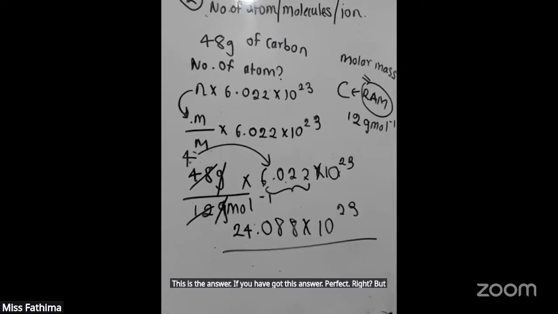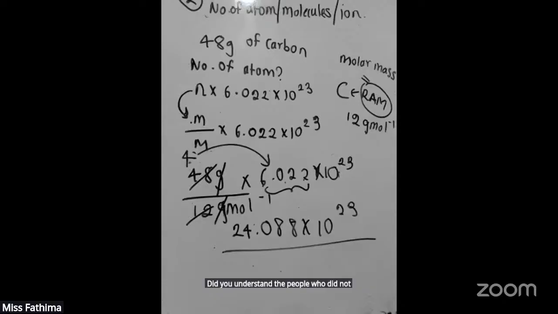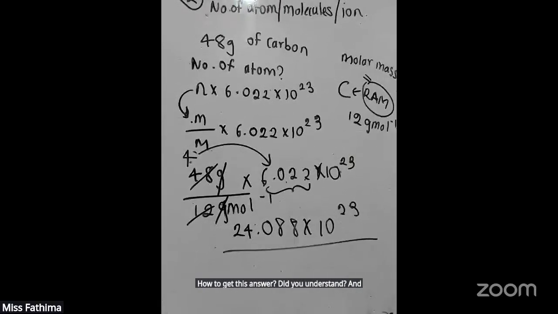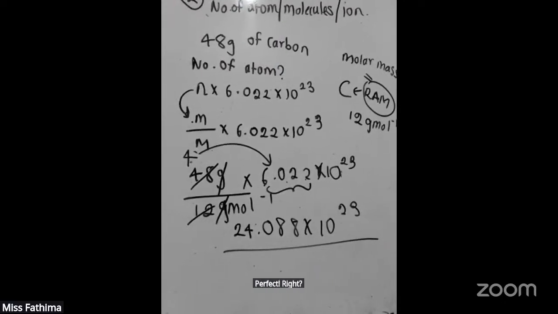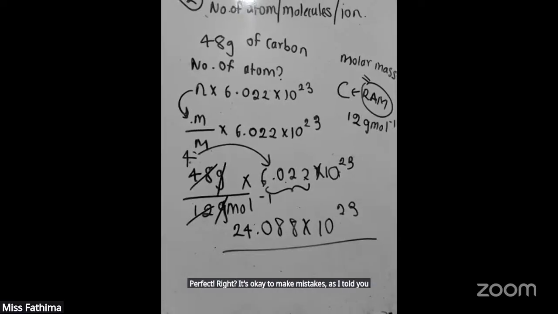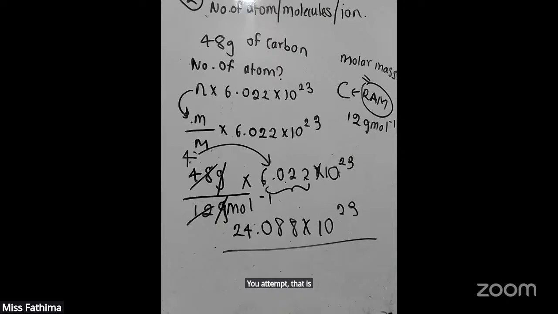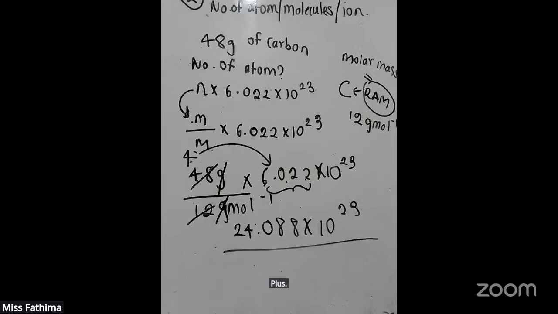But if you didn't get it, did you understand how to get this answer? Did you understand that point? If you have understood that, perfect, right? It's okay to make mistakes, as I told you. You attempt it, that is the important one. You attempt, that is important, right? The next time when you do this question, you will have a better idea. That is the only thing that I need at the end of the class. Right? Understood, children?